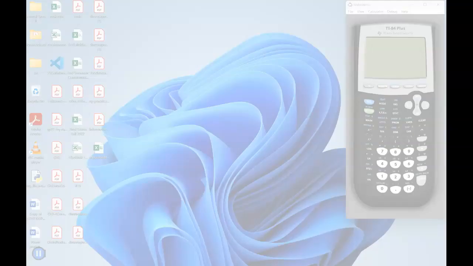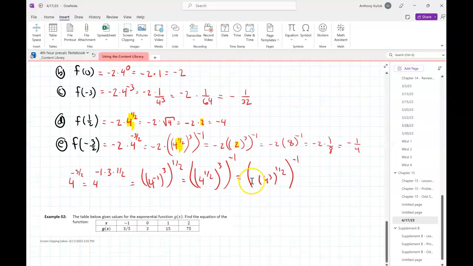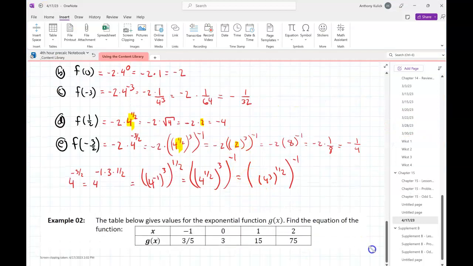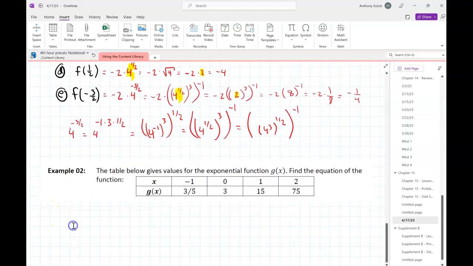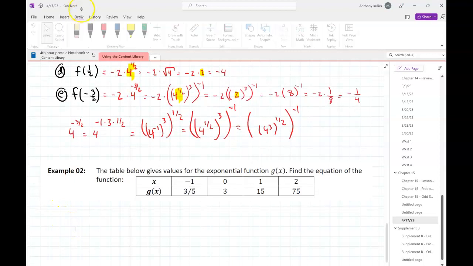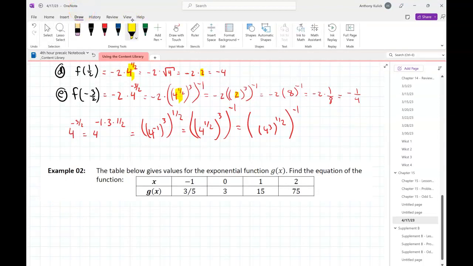Let's take a look at some other examples now of some different kinds of problems. So here it says the table below gives the values for an exponential function g of x. Find the equation of the function, and then here's the table of values. So I'm told that the function I'm writing is an exponential function. So immediately I know that my answer is going to look like that. Everybody agree? Okay.